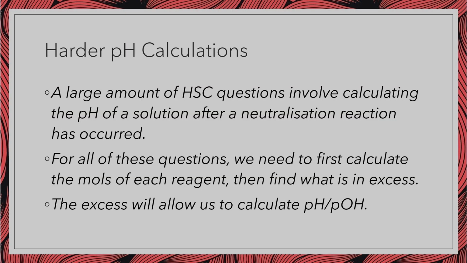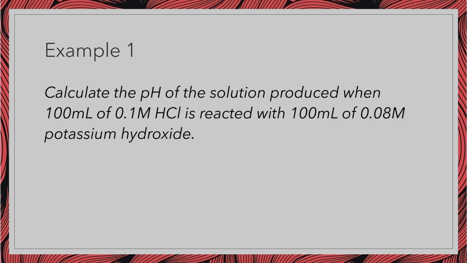Now, a large amount of HSC questions actually involve calculating the pH of a solution after a partial neutralization reaction has occurred. Basically, for all of these questions, we need to first calculate the moles of each reagent, find out what's in excess, and then the excess allows us to calculate pH or pOH, whichever one we're asked for. So we're going to go straight into some examples because the best way to do these is by doing.